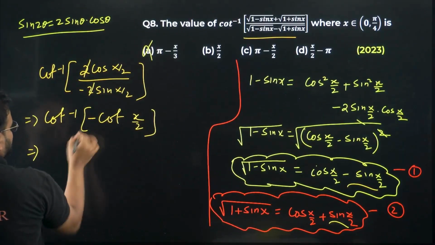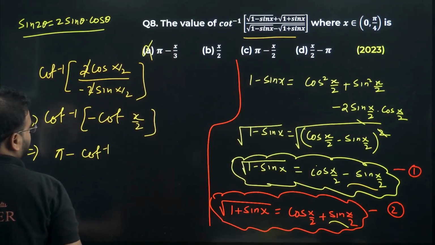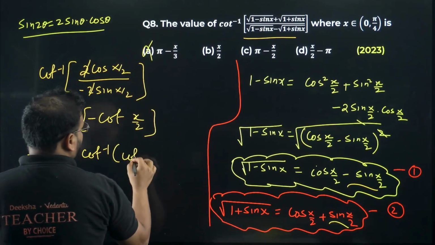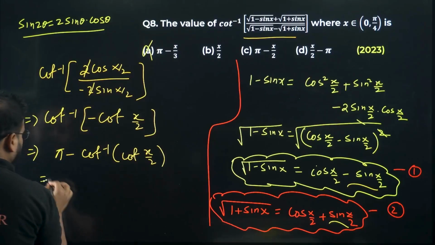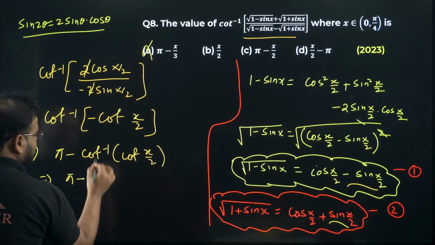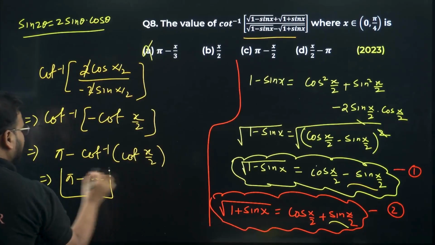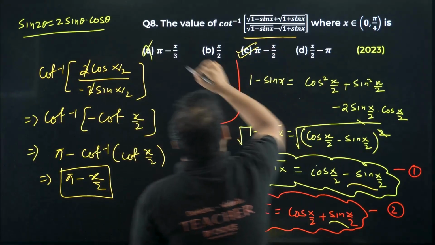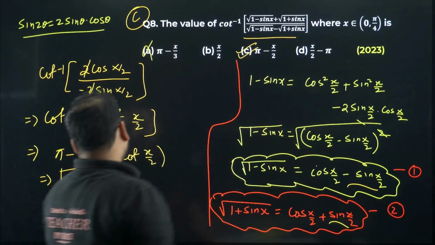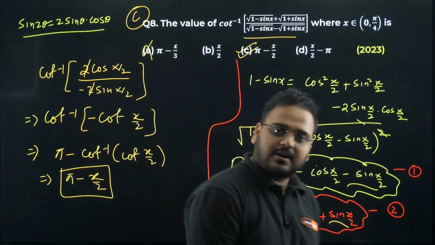Check the answer. This becomes pi minus formula property cot inverse cot x by 2. Okay, so pi minus, this will cancel the effect, cot inverse and cot x by 2. Pi minus x by 2, option C is correct. Option C is correct. Brilliant question. Okay, superb. Done. Difficult? Not at all.